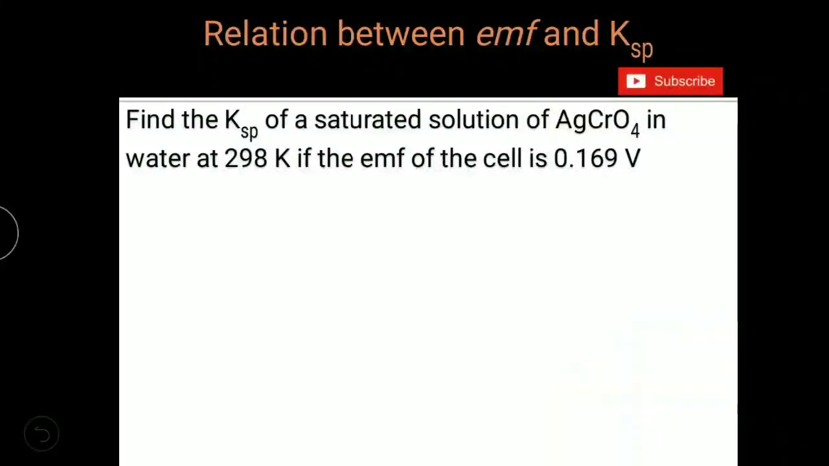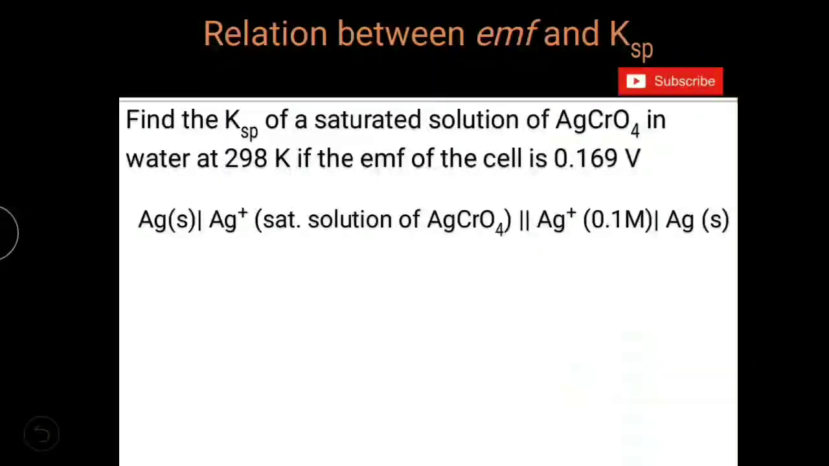Let's find out the Ksp of a saturated solution of silver chromate in water at 298 Kelvin if the EMF of the cell is 0.169 volts. And the cell representation given is a silver rod dipped in silver ions with a saturated solution of silver chromate as anode, and a silver rod dipped in a solution of silver ions in which the concentration of silver ions is 0.1 molar, which acts as cathode.